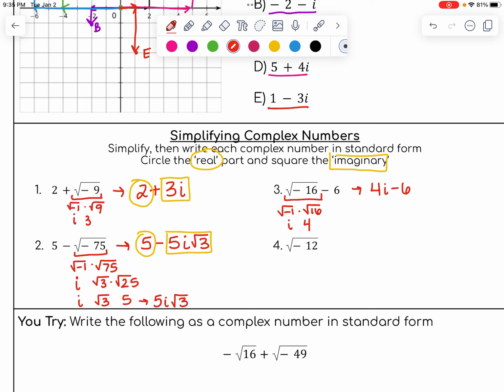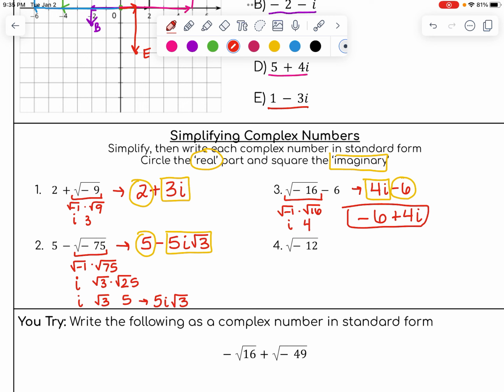Now before I rewrite it though, it might be helpful to go ahead and circle and square the real and imaginary parts. So we have the imaginary part is 4i. The real part is negative 6. So when I rewrite this in standard form, I need to make sure that the sign stays with its piece. So I'm going to move the real part first, negative 6. And I'm going to move the imaginary part second. That's a positive 4, so we get plus 4i. And there is our answer for 3.